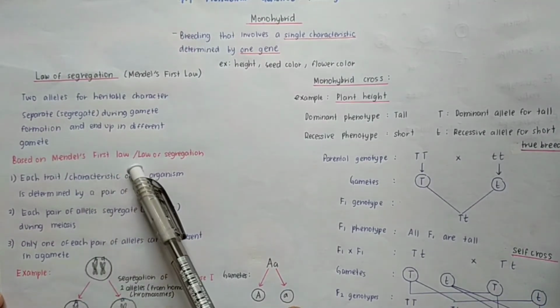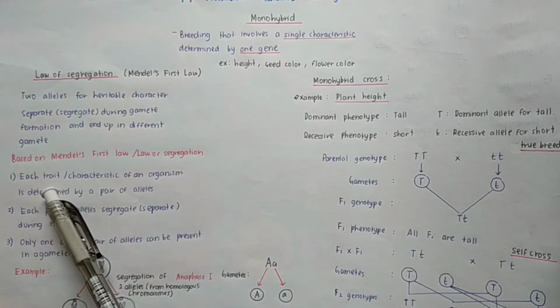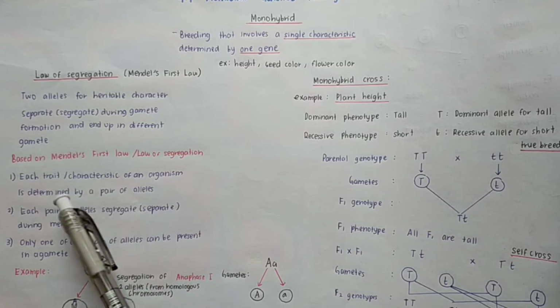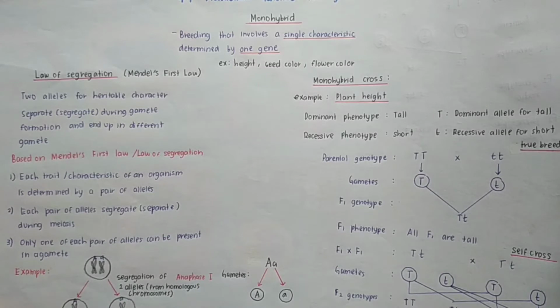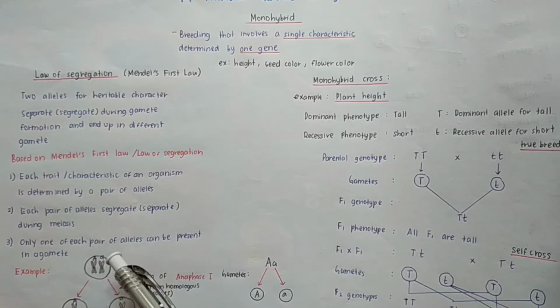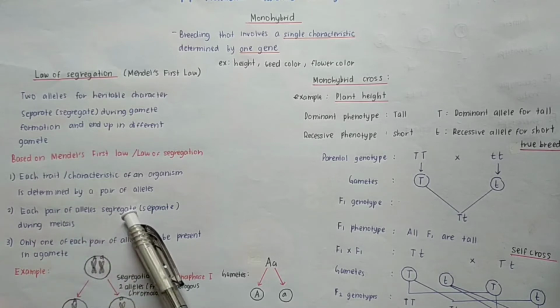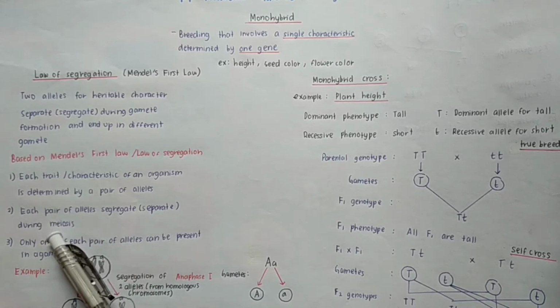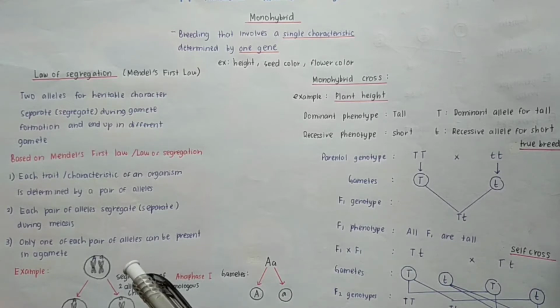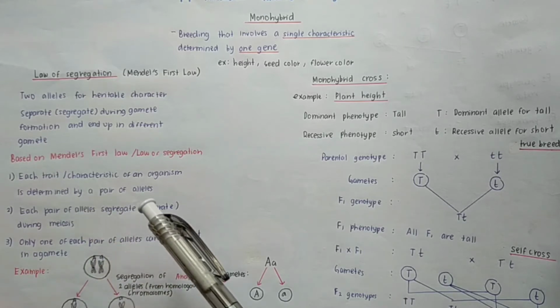So based on Mendel's first law or law of segregation, the first one: each trait or characteristic of an organism is determined by a pair of alleles. Maksudnya sesuatu trait ataupun karakteristik untuk sesuatu organism tu dia akan ditentukan oleh a pair of alleles. Allele tu mesti kena ada dalam sepasang. And then each pair of alleles segregate or separate during meiosis. Yang ini kita dah discuss dalam chapter 3, which is untuk meiosis berlakunya separation of the homologous chromosomes dan juga separation of the sister chromatids. Dia akan berlaku pada anaphase 1 dan juga anaphase 2.